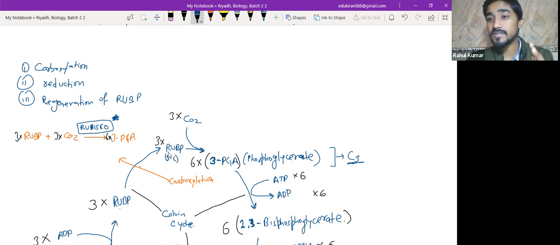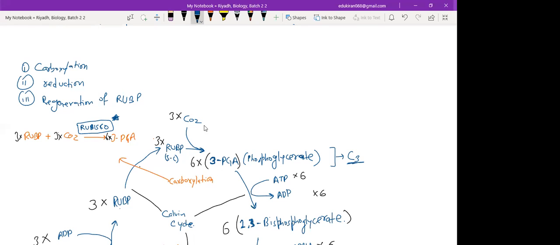So there's a competition. When there is more O2, O2 starts competing with CO2 to get added into the RuBP. So Rubisco can do both. It can catalyze both carboxylation and oxygenation. Is it clear, everyone? Yes, sir.